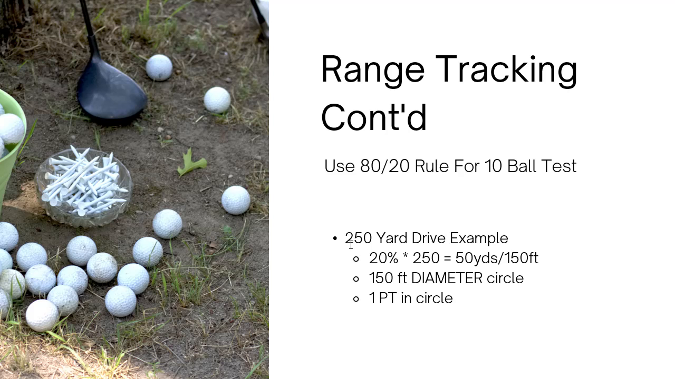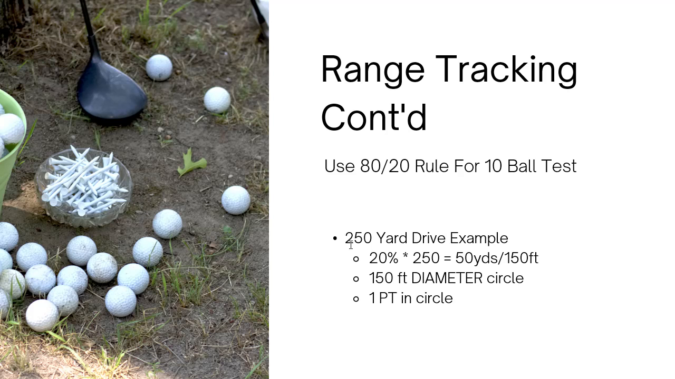So at 250 yards, let's say that's what your driver does on average. Take 20% of 250 and you get 50 yards, or 150 feet. Then I want you to imagine or plot out on the range, using your range finder or just reasonably eyeballing it, a 150-foot diameter circle, both left to right and short and long. If you hit the ball in the circle, which would represent a drive that's in play in most cases, you get 1 point. It's pretty much all there is to it.